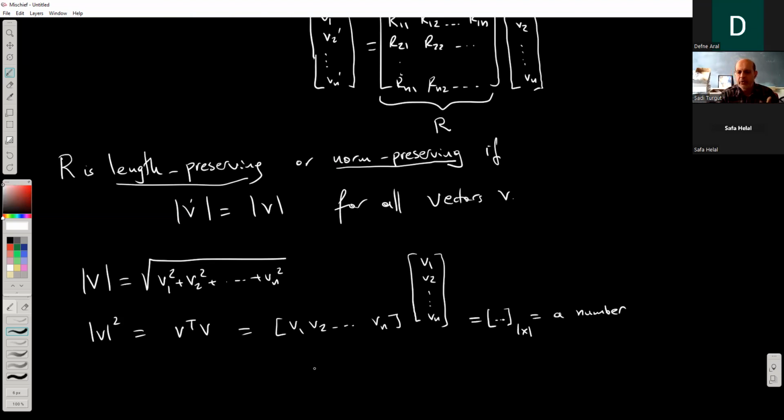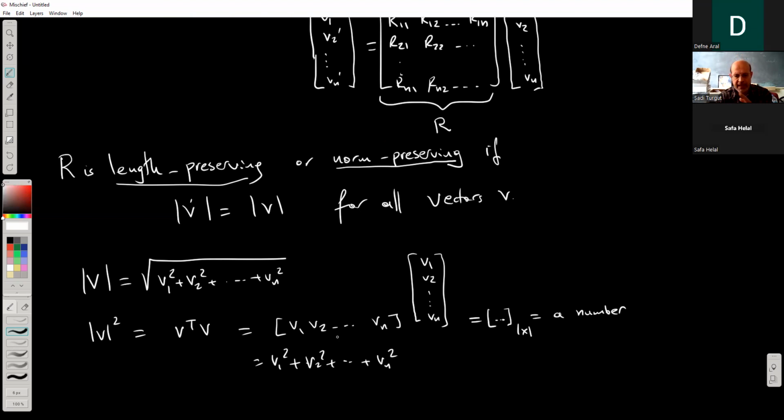But this 1-by-1 matrix, I'm usually going to treat as a number and not as a formal matrix. A 1-by-1 matrix can always be treated as the number that it contains. So this product of that row vector with this column vector contains this. If you remember the matrix product, you just take the product of the corresponding elements and then sum them up. So here, this gives me the sum of the squares of the components.